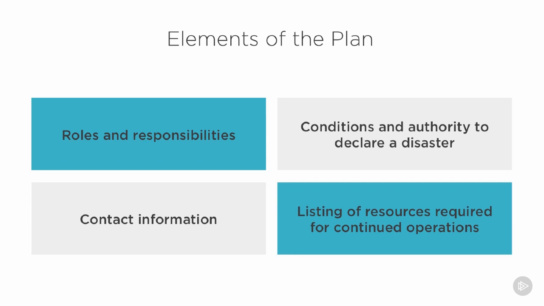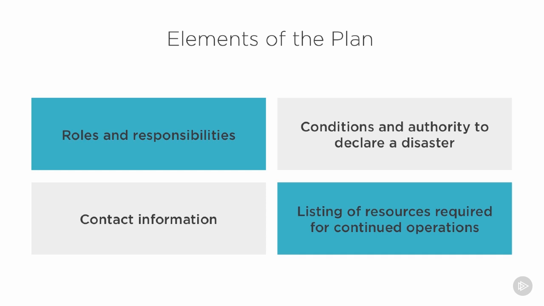We should also have in the plan that list of resources that would be required for continued operations. That list of resources would include what do we need in facilities or buildings, what do we need in people, what do we need in data, what do we need in equipment, and what do we need in supply chain. All of that information was gathered during the BIA. Now it's incorporated into the actual actionable plan.